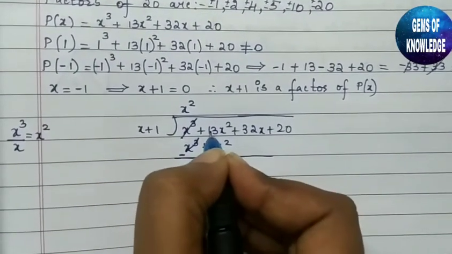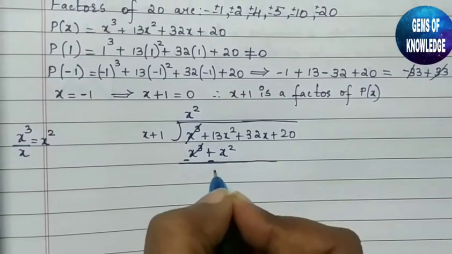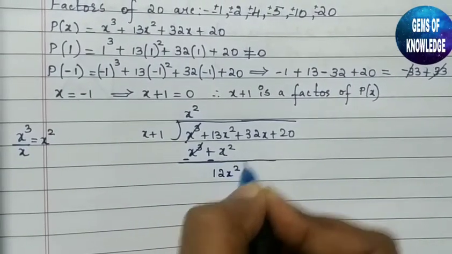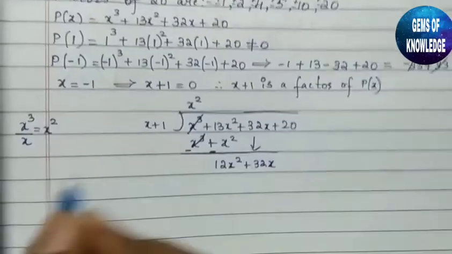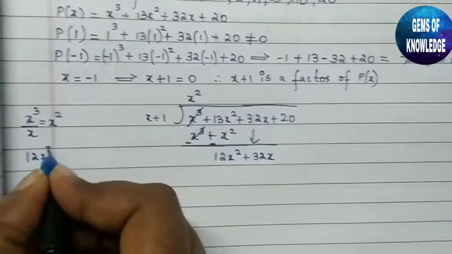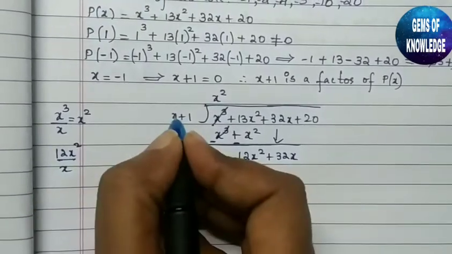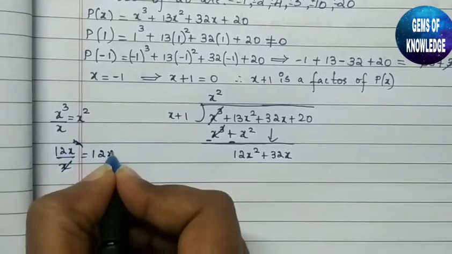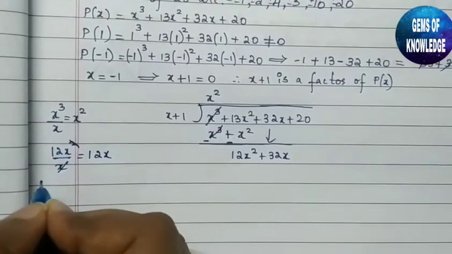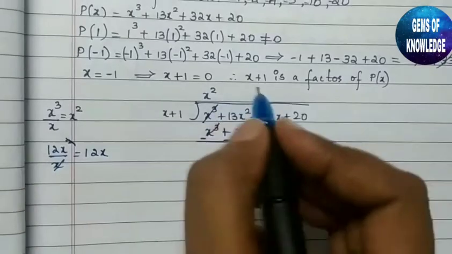What is left over here? 13x square minus x square, I'll get 12x square, and this term will be taken over here. So again this 12x square will be divided by this x again. So I'm getting here 12x. This 1x and 1x will be cancelled. We are left with 12x.